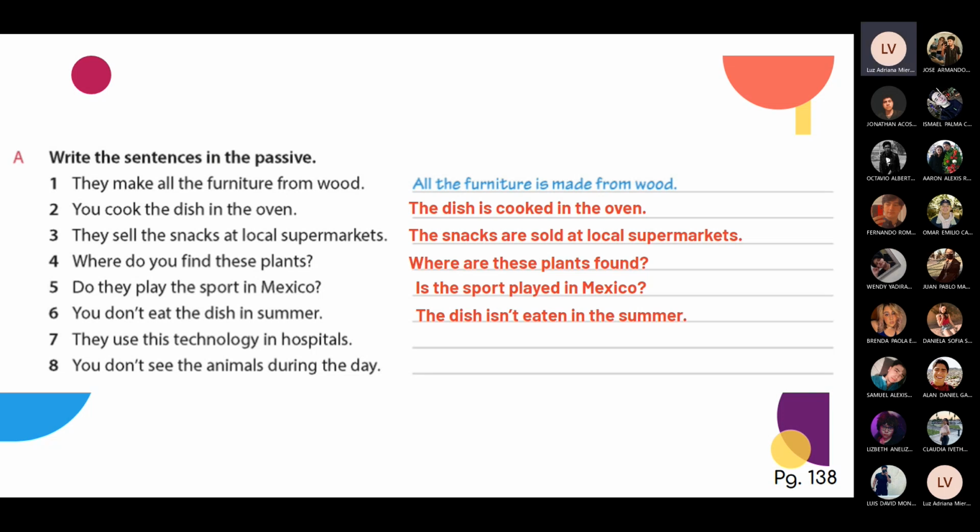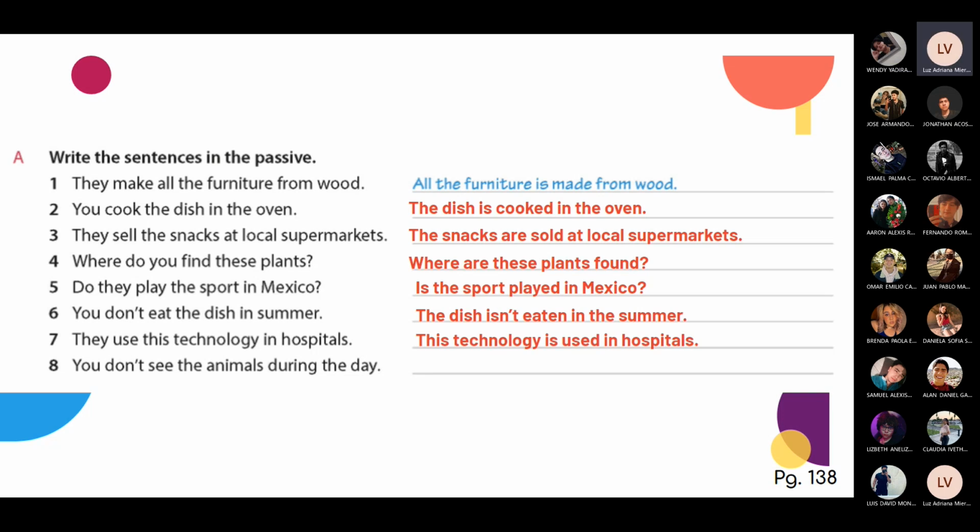And then number 7. What goes with number 7? Wendy. This technology is used in hospitals. Excellent. Yes. And number 8. What happens to number 8? Jonathan. The animals aren't seen during the day. The animals aren't, right, seen during the day.